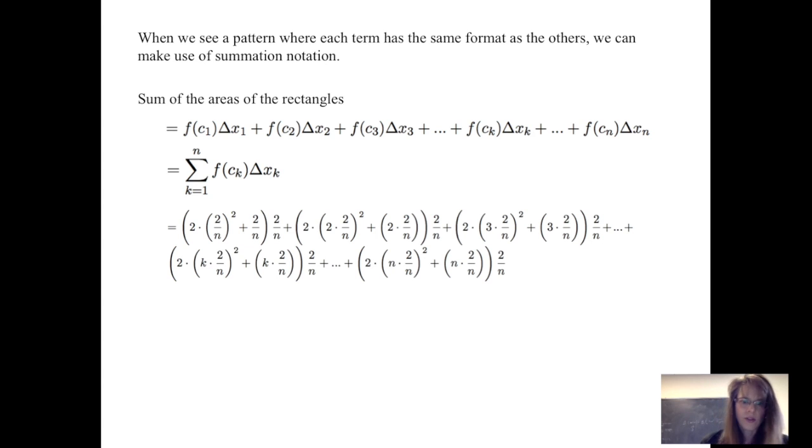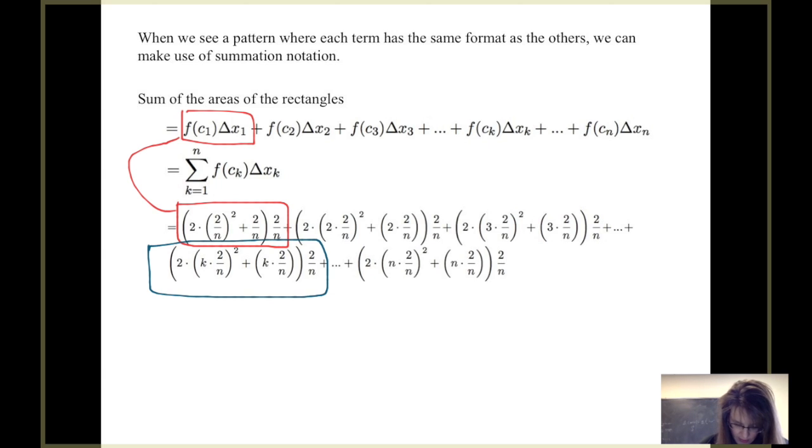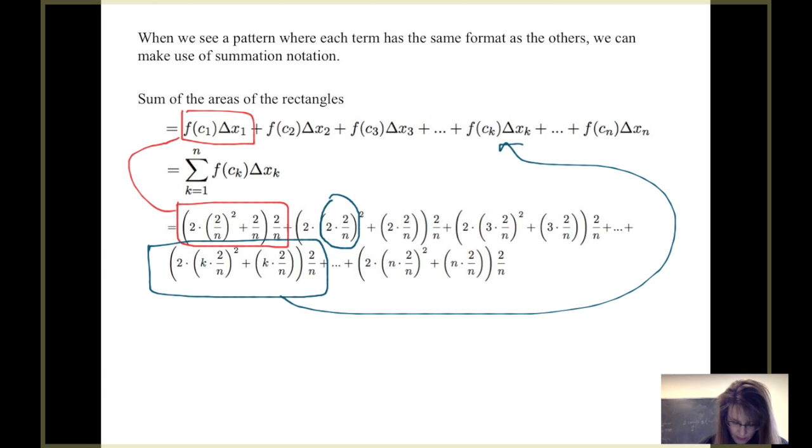So when we see this form, and again seeing that this corresponds to f of c1 delta x sub 1, the area of our kth rectangle is expressed by this term. Each of them has that same format. I'm evaluating the function at k times 2 over n. I square it, multiply by 2, and then I add k times 2 over n, and then multiply by the width.